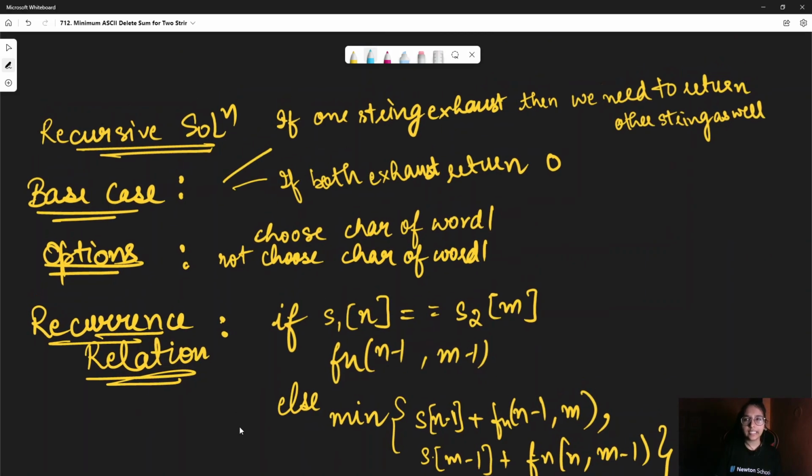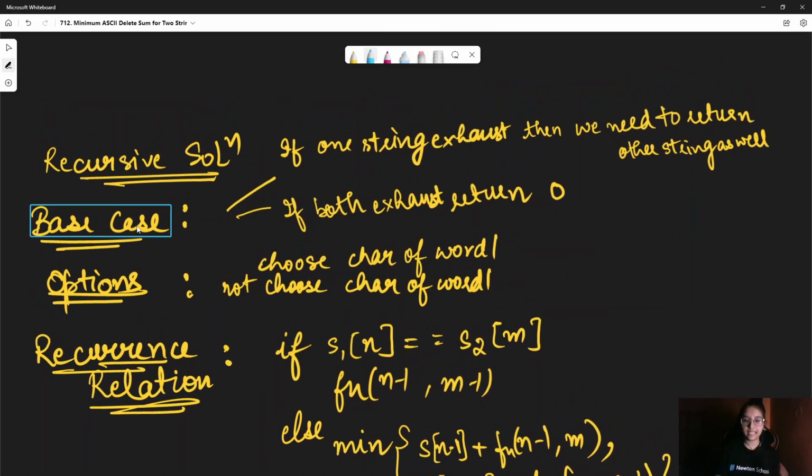So this was about the recurrence relation. Now comes the part about the base case. After the recurrence relation, we are required to stop that particular solution also, right? So for that, we require the base case. If one string exhausts, then we need to return the other string as well. If both of these strings exhaust, then we are required to return 0. So these are the two base cases which we require. So this was about the recursive solution. I'll show you the code at the end.